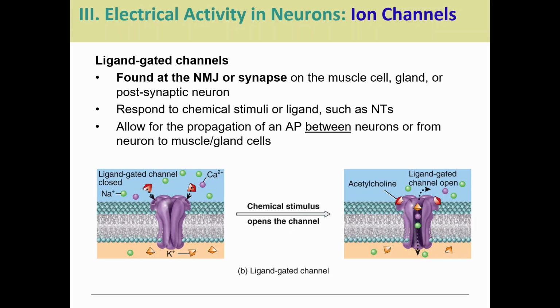So if we look at the picture here, right, we have this ligand gated channel. It's closed. In this case, maybe we're talking to a muscle, and this neurotransmitter comes along, in this case acetylcholine. It binds, and now this channel goes from closed to open. Now things can pass through.